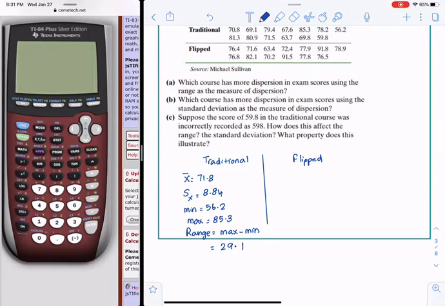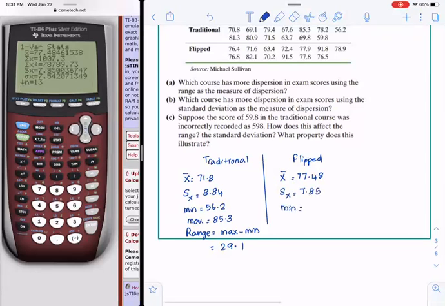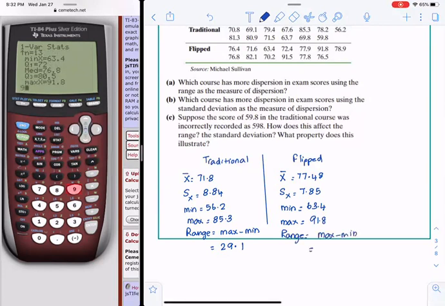So over to calc. My data is in the second list, so 2, enter. The average is 77.48. The standard deviation is 7.85. The minimum, scroll down, 63.4. Maximum, 91.8. The range is simply max minus min. 91.8 minus 63.4, which is 28.1. Oh, sorry, 28.4.